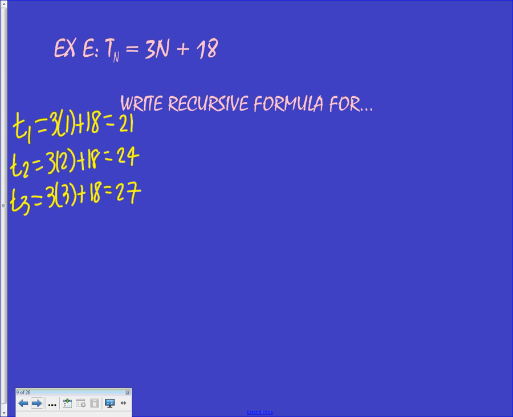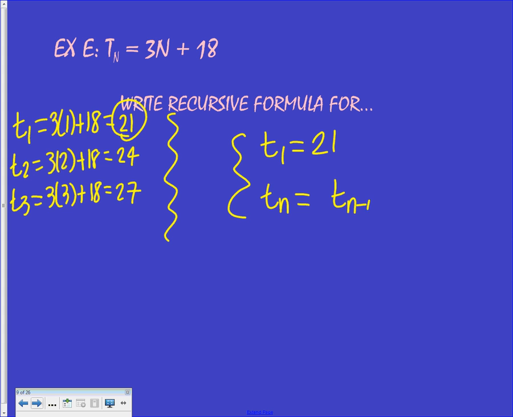So I know that I need 2 pieces of information today. I need to know what is my first term. Okay, so I found my first term to be 21. So let's say t sub 1 equals 21. And then I know that my formula says t sub n equals that whole previous term thing. And then I need to know, what am I doing? Well, how am I getting from 21 to 24 and 24 to 27? I'm adding 3. So I'm going to say, okay, plus 3. And then at the end, I need n greater than or equal to 2 because that's part of my formula.